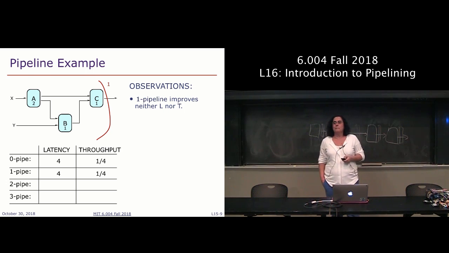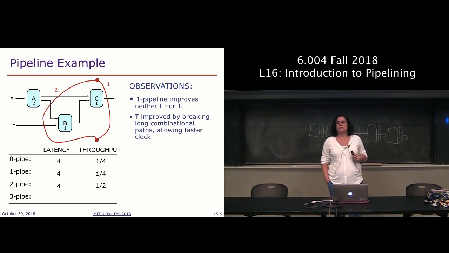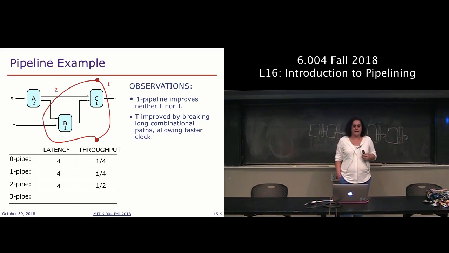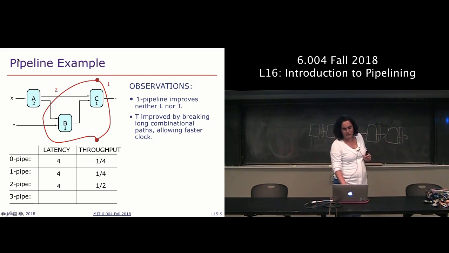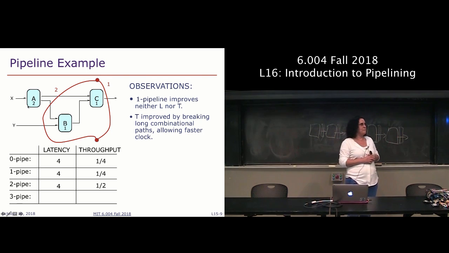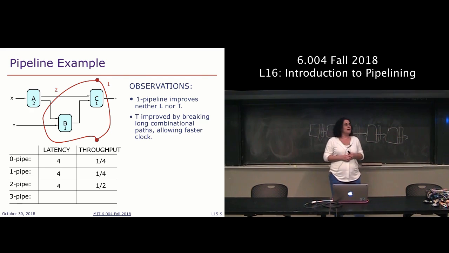Now, what if I put a second contour through this circuit? When I put the second contour, I wanted to isolate my A component, which was my slowest one, right? So now, what's my clock period?